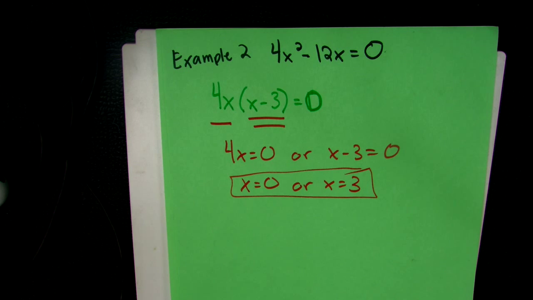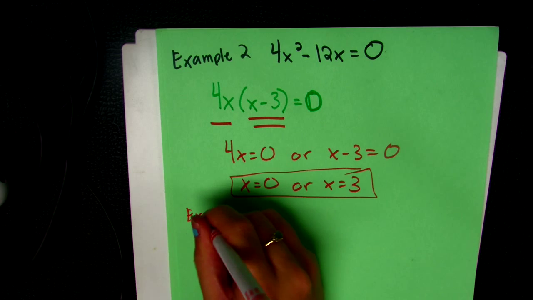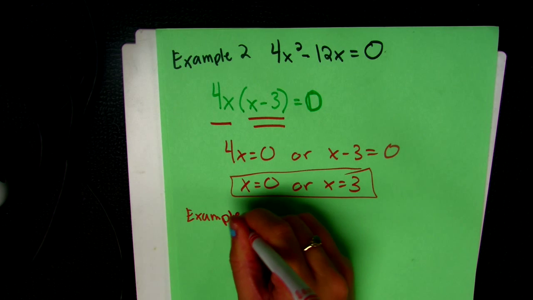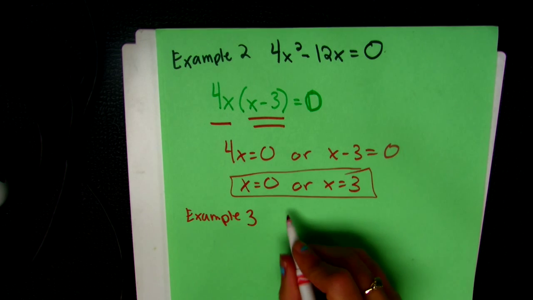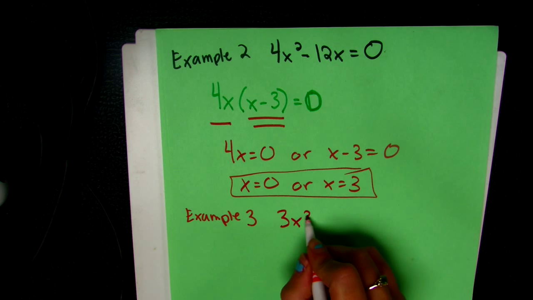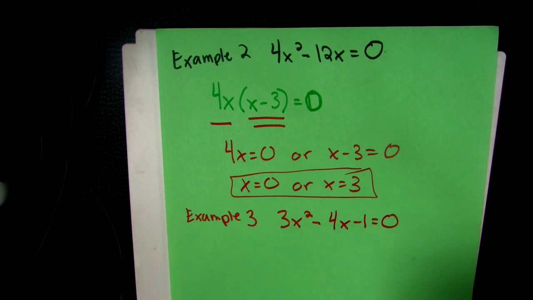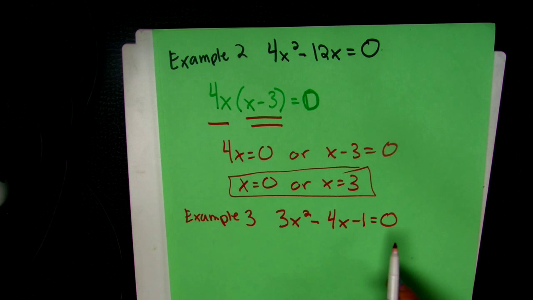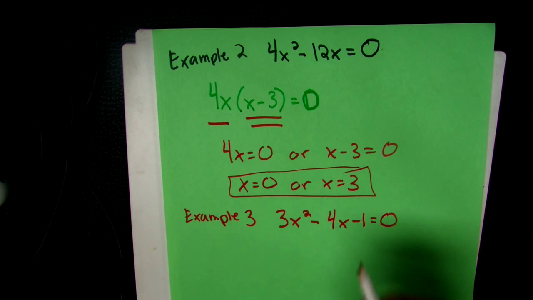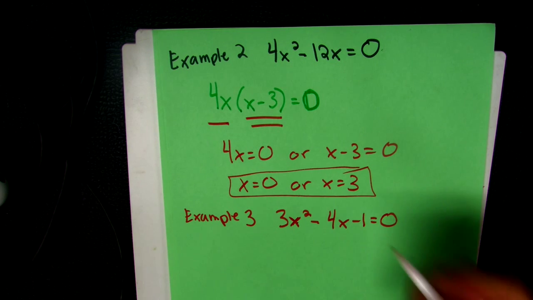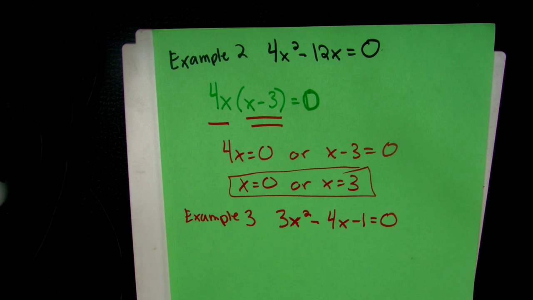All right, example 3. So I want to solve 3x squared minus 4x minus 1 equals 0. So this one, I have a b value, okay, and I also have a constant. So I think, can I factor this easily? If I were to use my box method, would I be able to figure this out? I could try a couple of things and see if something comes easily to me.